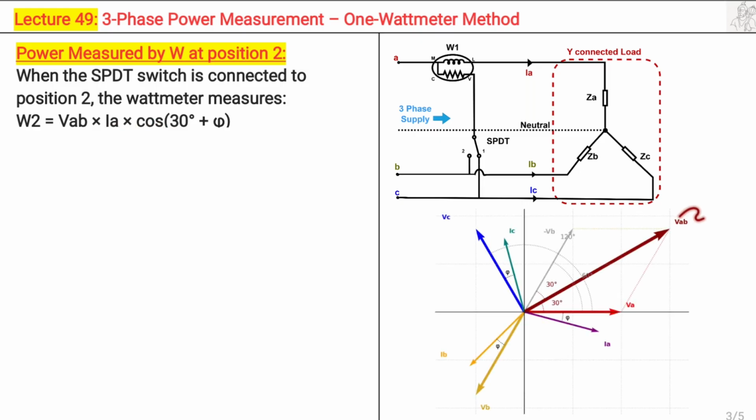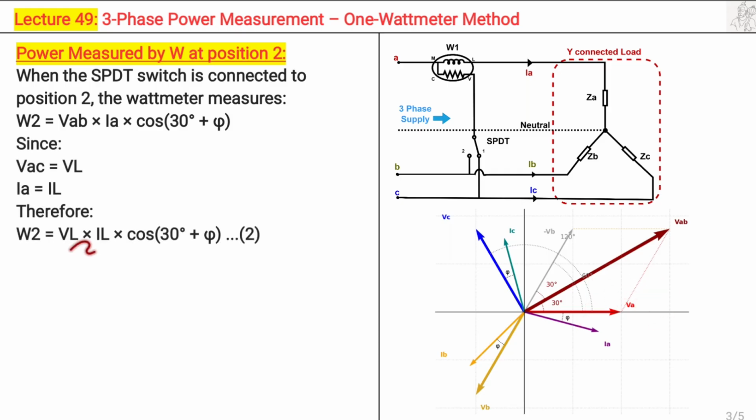which can be obtained using this phasor diagram. So this is VA, this is VB, this is minus VB, and VA minus VB is VAB, and this angle is 30 degrees. Therefore, the angle between VAB and IA is simply 30 plus phi. The wattmeter reading becomes VL IL cos of 30 plus phi.